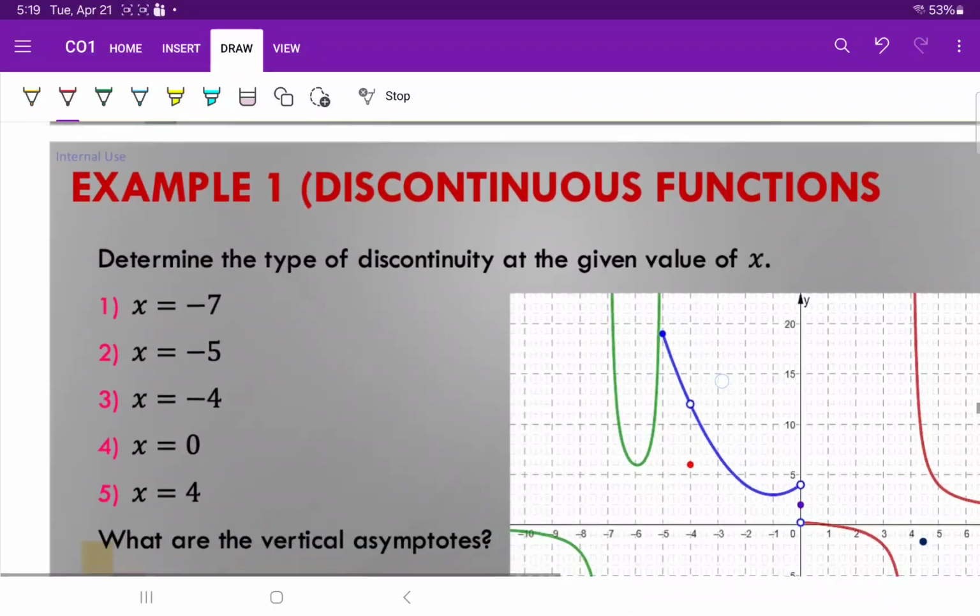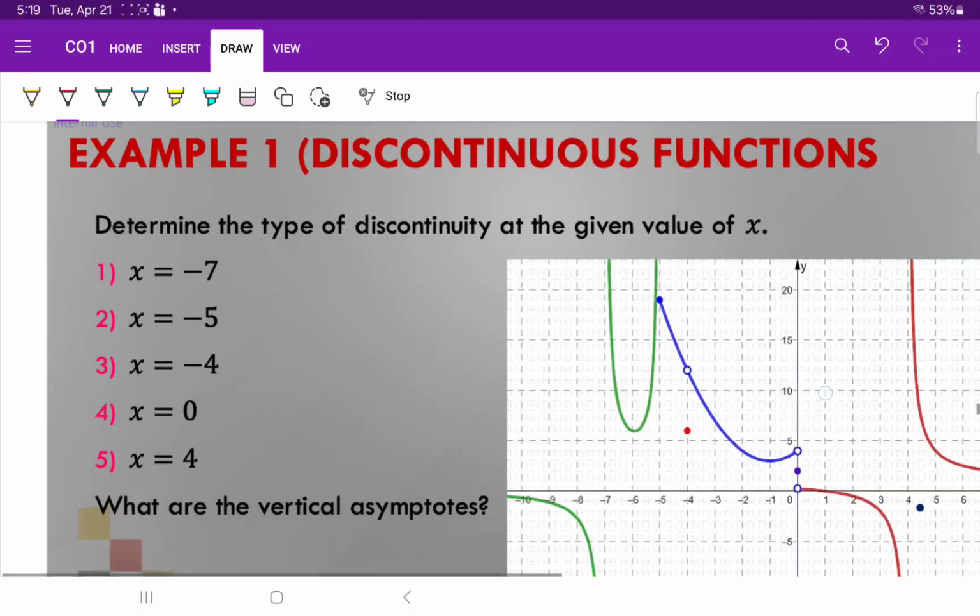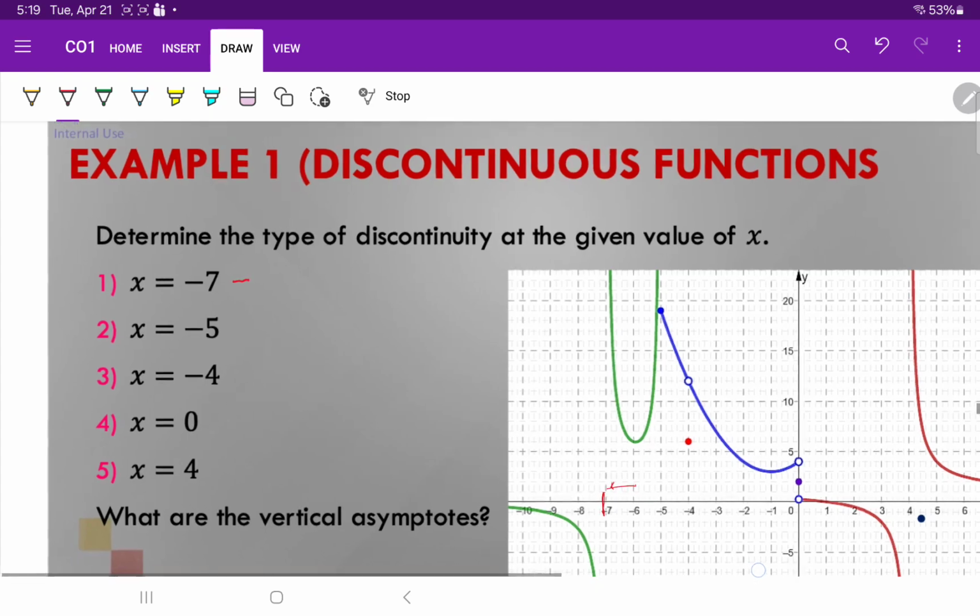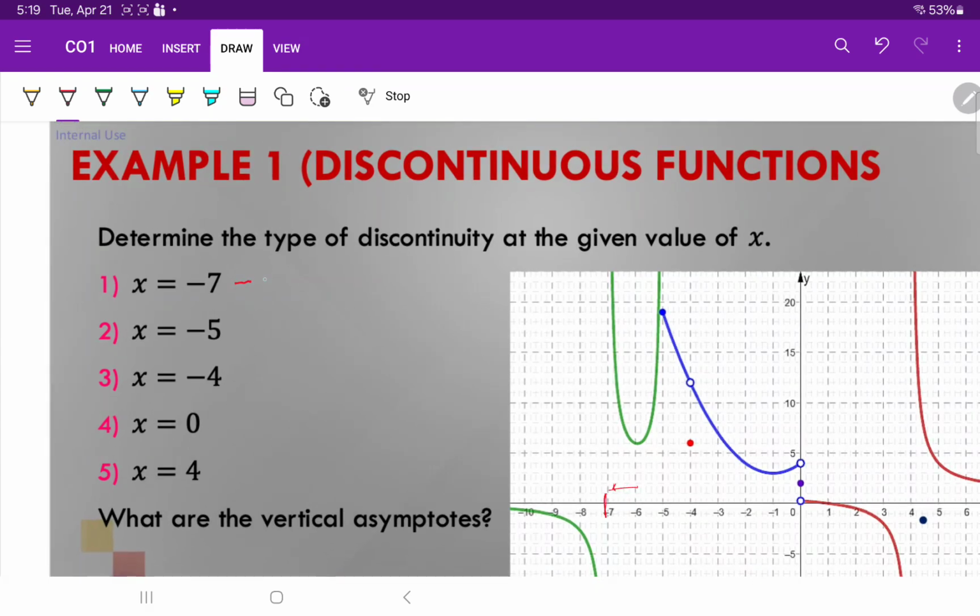All right, now we have another example here. Determine the type of discontinuity at a given value of x. So at x equals -7, look, this is your -7. What type of discontinuity is this one? Again, the limit coming from the right of -7 is positive infinity. Coming from the left is negative infinity. So we call this infinite discontinuity. Okay, what is asked here is the type.